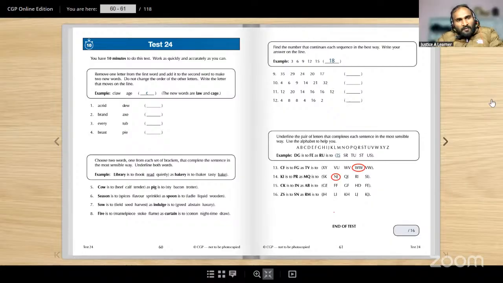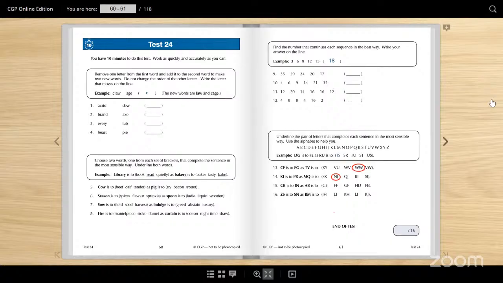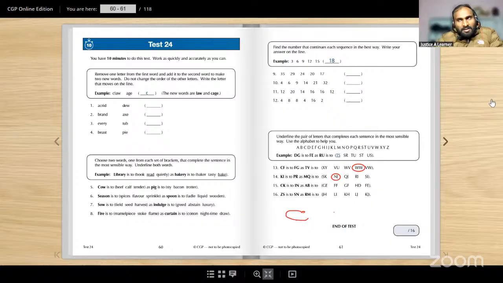What is the mirror letter for X? X, yeah. C. Good. What is the mirror letter for P?